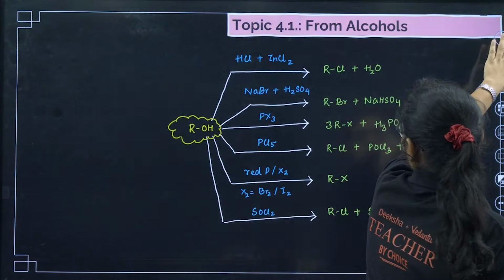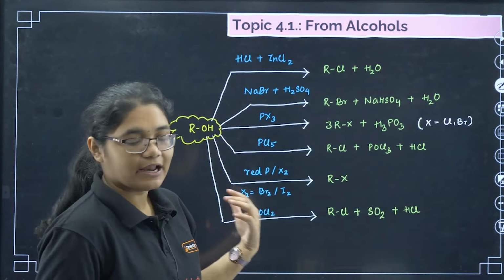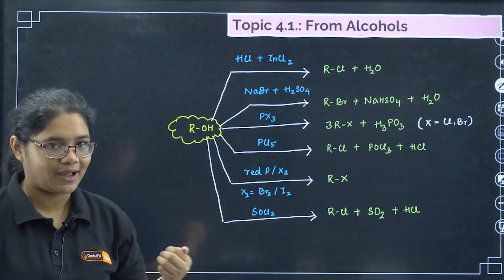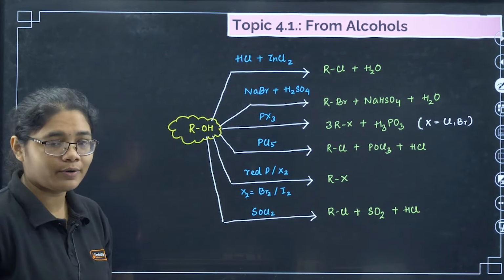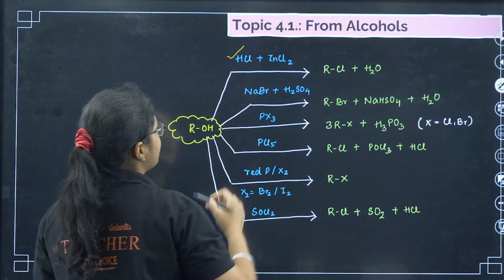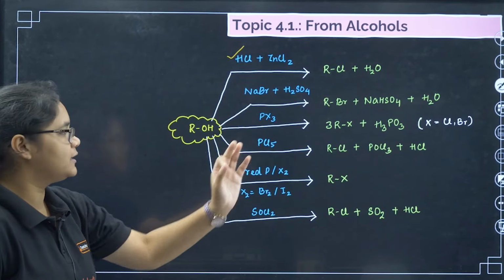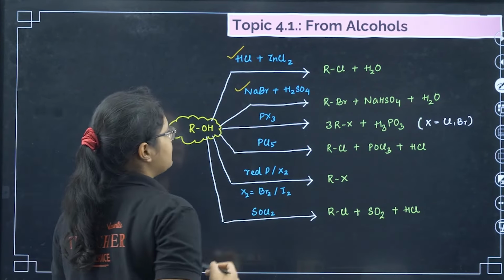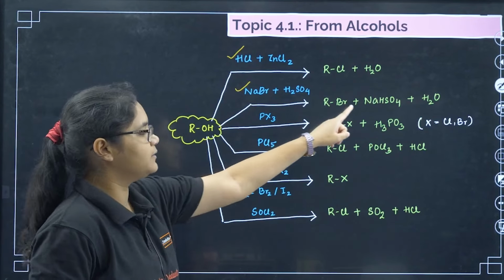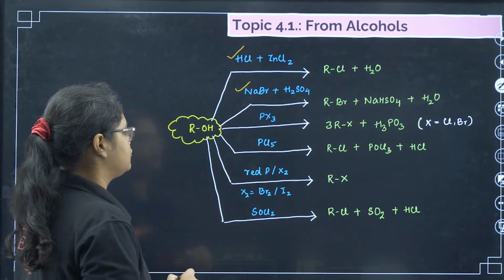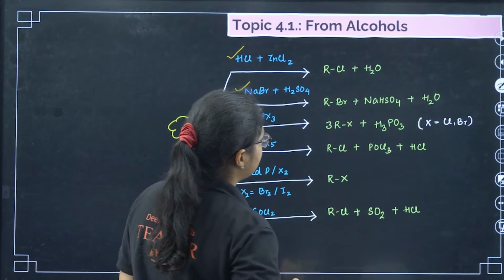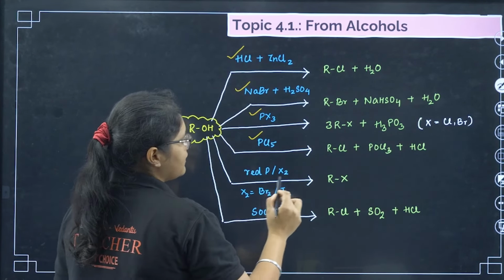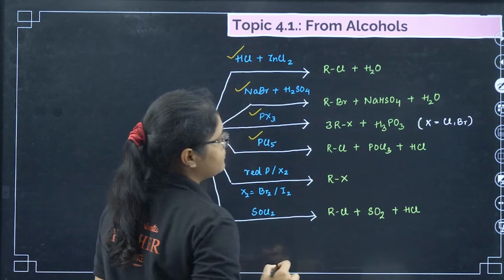Now let's talk about alcohols. Using alcohols, how can we prepare haloalkanes? The first one, your alcohol general formula is ROH. You can use HCl and ZnCl2, you will get RCl plus H2O. You can use NaBr plus H2SO4, you will get RBr plus NaHSO4 plus H2O. You can use PX3 to get RX plus H3PO3. You can use PCl5 to get RCl plus POCl3 plus HCl.